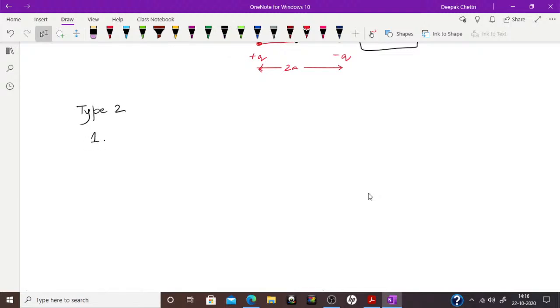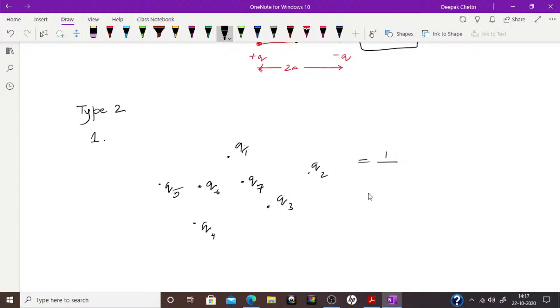So superposition. Suppose you have many charges, q1, q2, q3, q4, q5, q6, q7. What is the help of the superposition principle? Suppose you want to find the force on q1. The force on q1 will not be only because of q7, or only because of q6, it will be because of the combination of all these. q1 will experience a force which will be the combination of all these charges. Is it clear? So that is the principle of superposition.